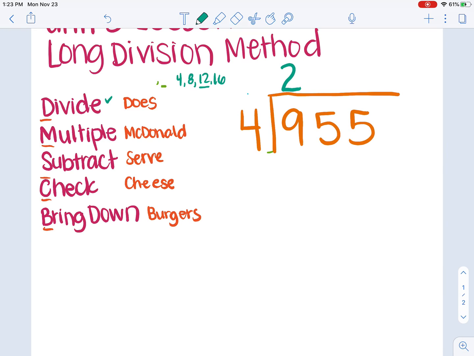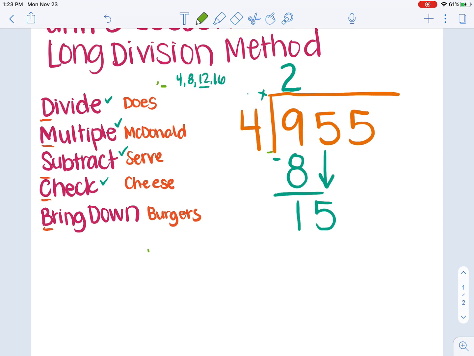Then you should have multiplied. 4 times 2 is 8. Then I subtract. 9 minus 8 is 1. Then I'm going to check, is 1 smaller than 4? We're good to go. Now I'm going to bring down 15. Let's start our process over again.